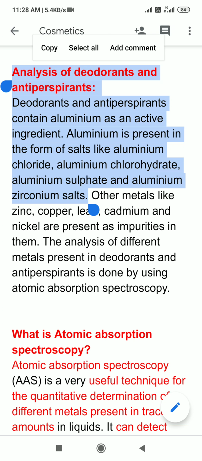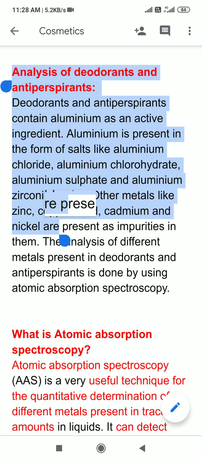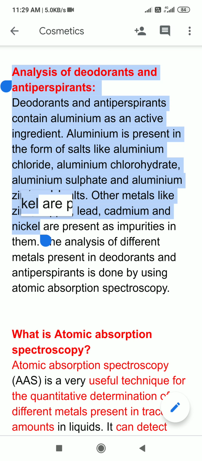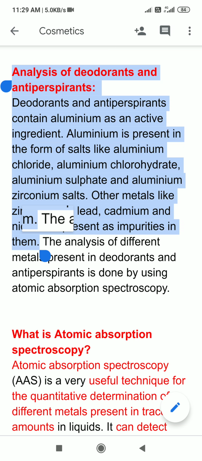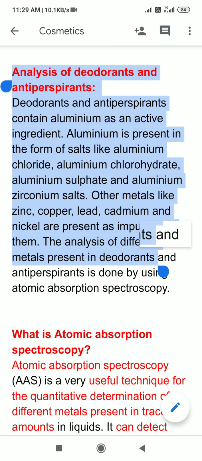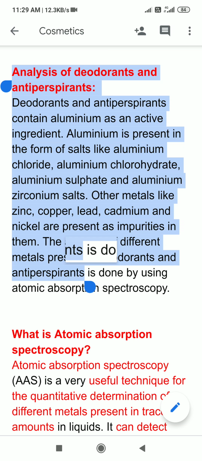So antiperspirants and deodorants may contain aluminium chloride, sulfate, and other metals like zinc, copper, lead, cadmium, and nickel, etc., which are present as impurities. So analysis of different metals in deodorants and antiperspirants becomes necessary, to know what they contain.